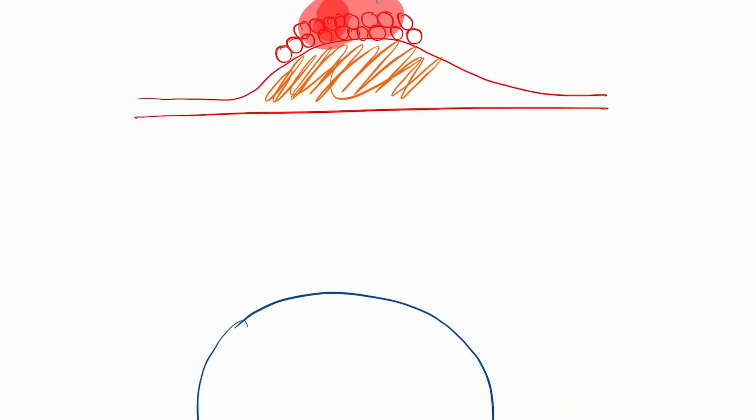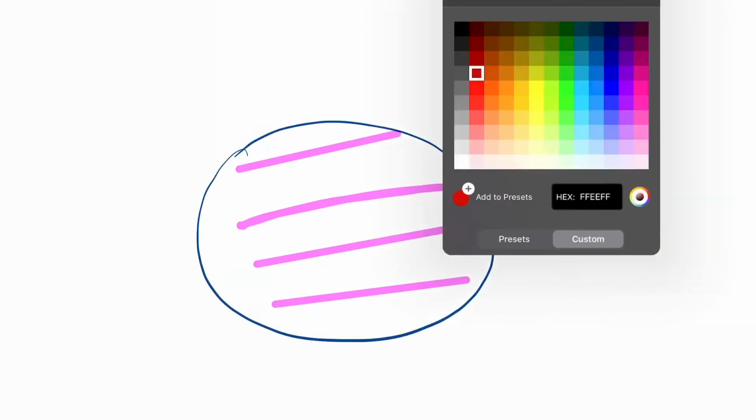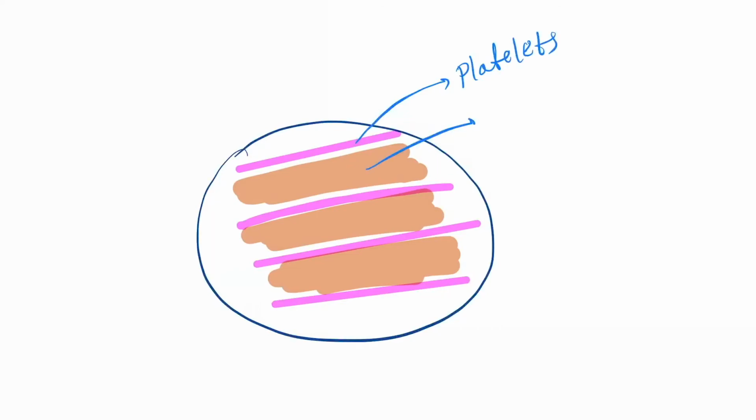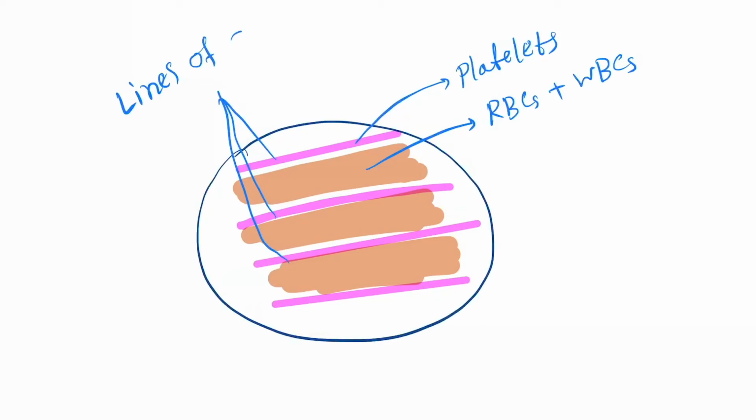So first you can see the deposition of platelets is occurring. So here you can see a pink line, and you can see another pink line. Between these pink lines there will be red lines. These pink lines are platelets, and these red lines are RBCs plus WBCs. So these pink lines will be called the lines of Zahn. Lines of Zahn. So now let's see the histopathological slide.